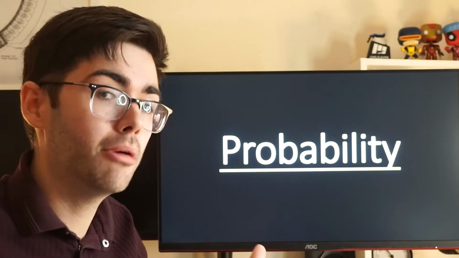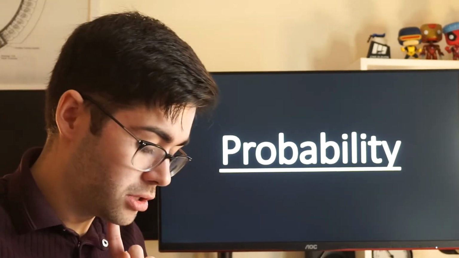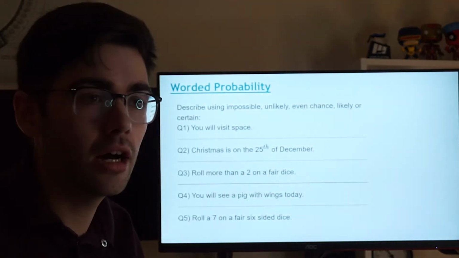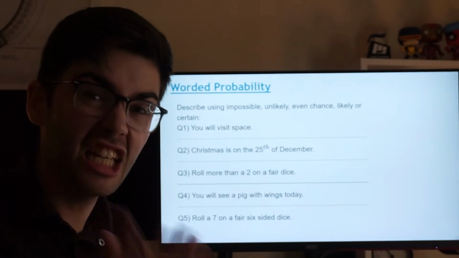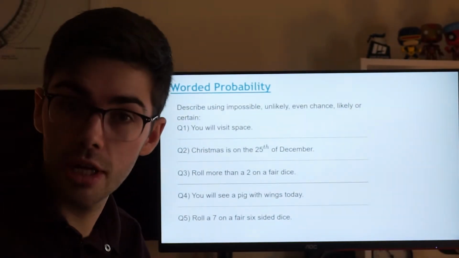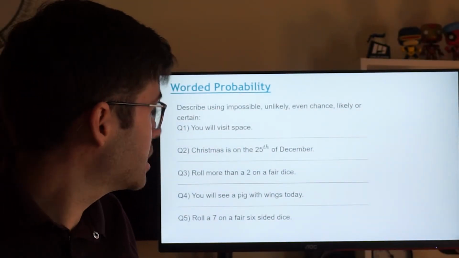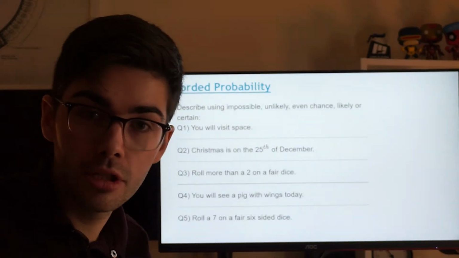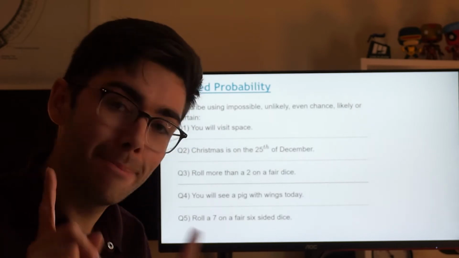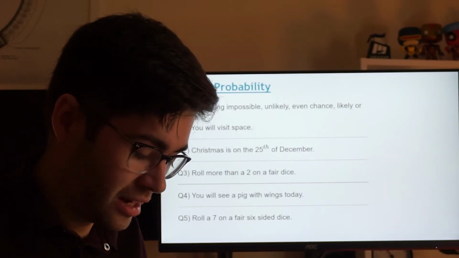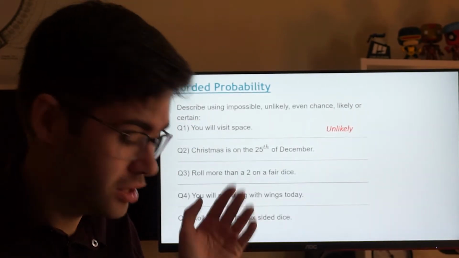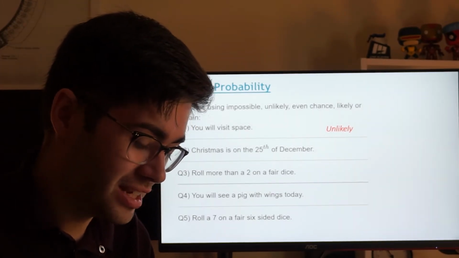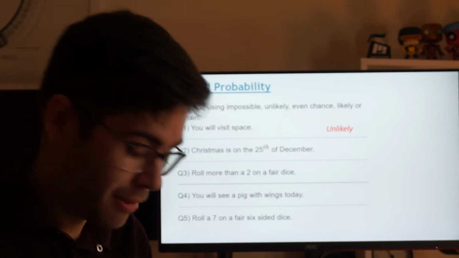chance, certain or impossible. Let's have a look at some examples on this next slide. Okay, so for each of these scenarios you can say it's either impossible, unlikely, even chance, likely or certain. Okay, what is the probability you will visit space? It's not impossible, nothing's impossible, the planet's slowly exploding. But it is unlikely within our lifetime. Or maybe I'm wrong, who knows? Shoot for the stars. What is the probability Christmas happens on the 25th of December? That is certain, it's the same every year.